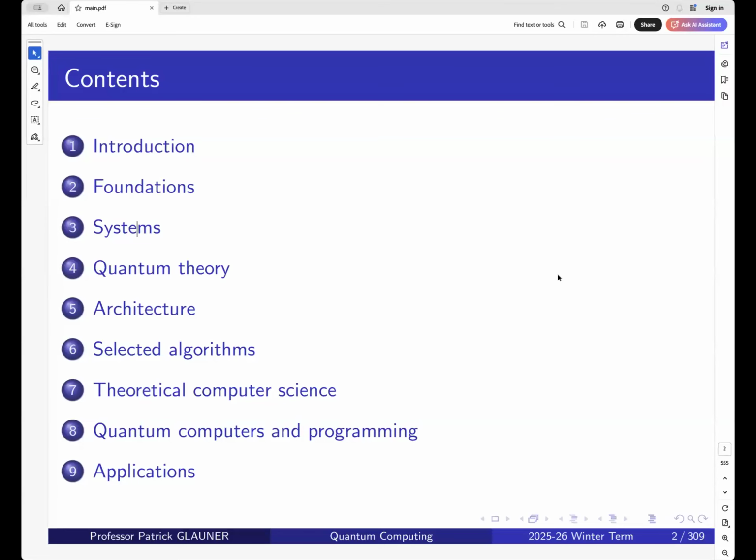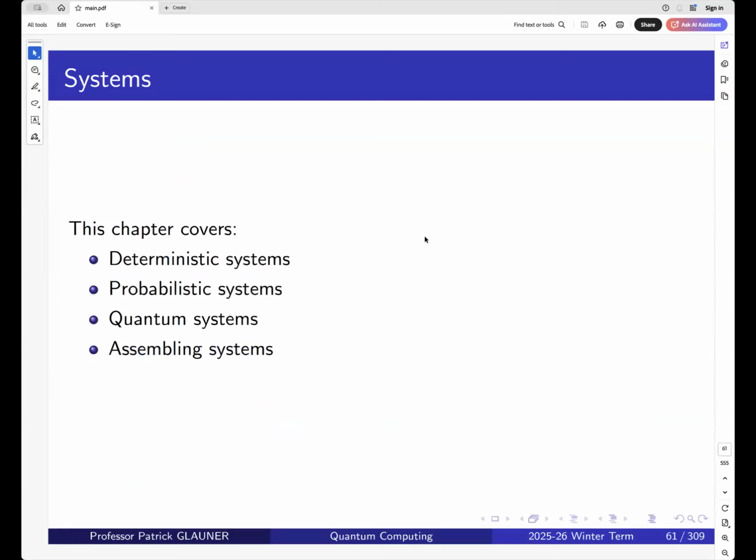Good afternoon and welcome to the fourth lecture of our quantum computing course. We will start with a quick revision of what we did last week, and then we will go ahead with quantum theory. Last week we looked into systems to establish a mechanism of how we can have states and evolve these states over time that a system can be in.